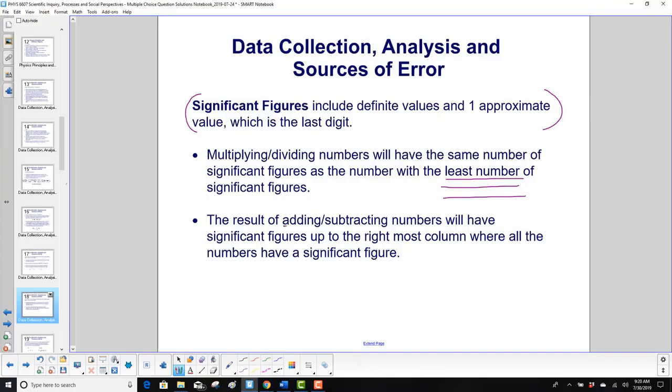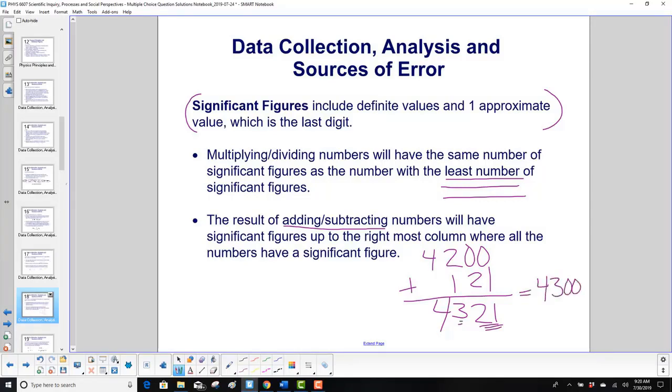When you add or subtract numbers, you can have significant figures up to the rightmost column where all the numbers have a significant figure. So if you're adding, let's see, 4200, those zeros are not significant. There's no decimal to the right. And we add to it 121. Well, when you do math, you get this. But in significant figures, these two don't count. So you would round them away. If it was greater than 50, you'd increase this number. So in this case, your answer would be 4300. You're not allowed to use these.